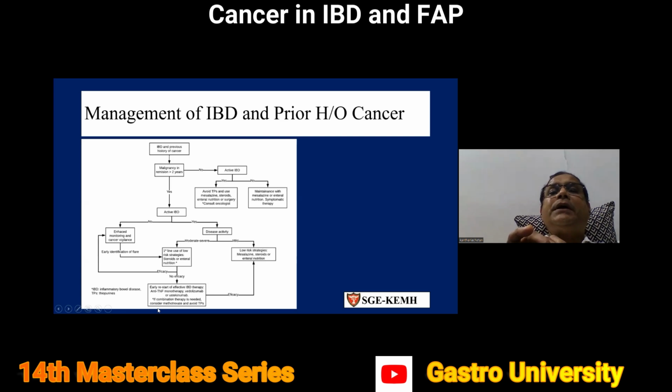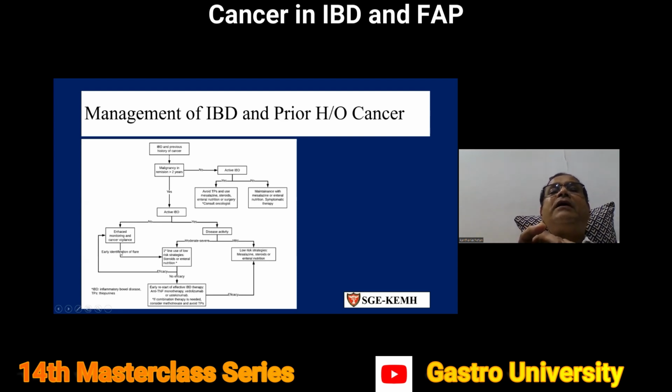However, it is important that you avoid thiopurines and immunosuppressants. If the disease activity is mild, then you can start the patients on steroids or mesalazine. If the IBD is active, then you should avoid thiopurines and use mesalazine, steroids, and consult an oncologist for further treatment. However, if the IBD is not active, then you can give mesalazine. If the IBD is not active, then you keep the patient under surveillance.